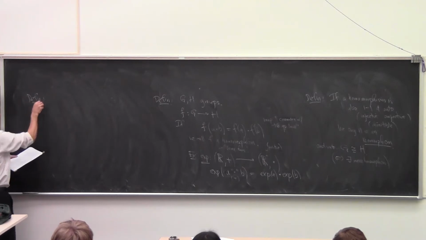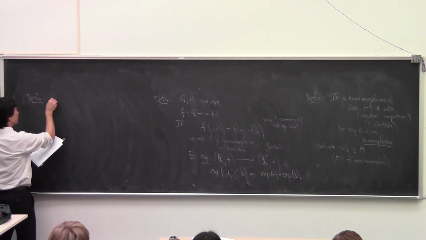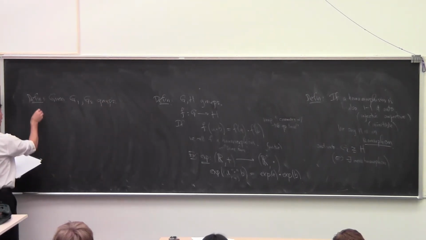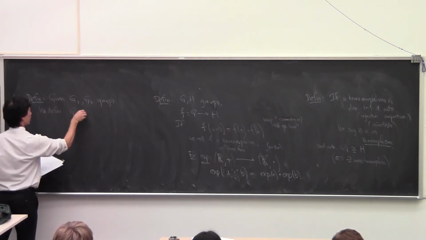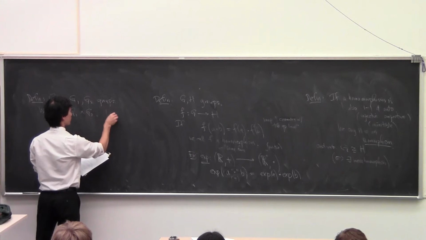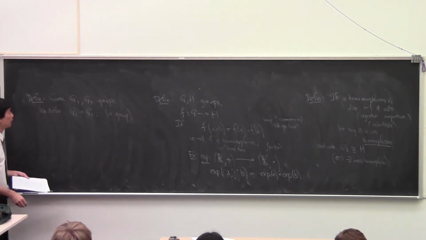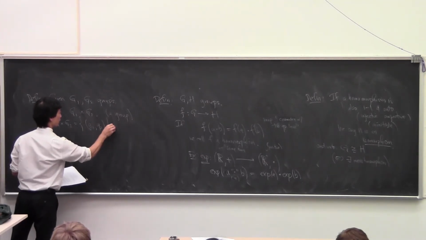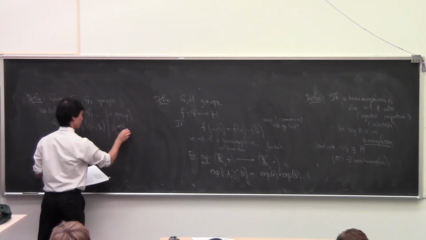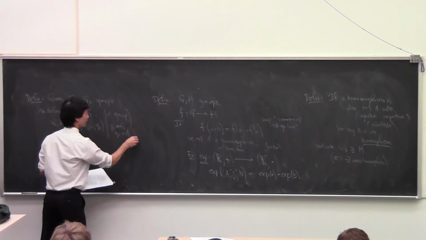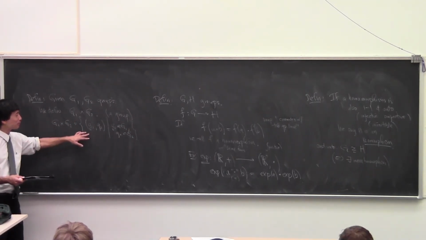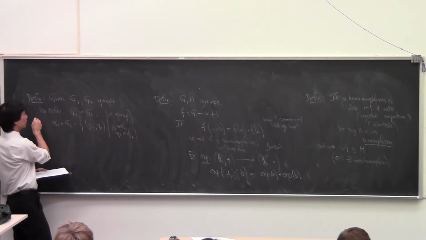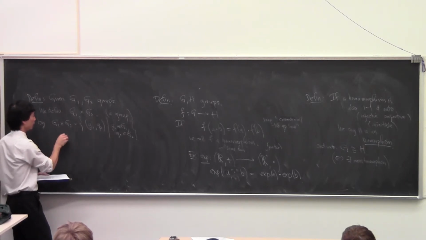Sorry to keep on going like this, but there's another definition. Given two groups, G1 and G2, we define G1 cross G2. This will also be a group. It's just going to be a set of pairs of elements, g1 in G1, g2 in G2, of course. It's just a Cartesian product, right? And you define this with the obvious group law.